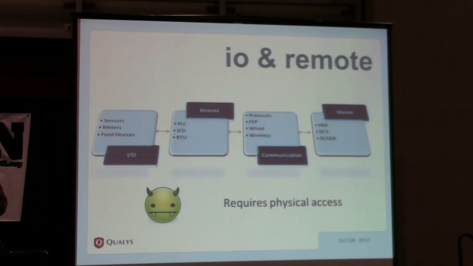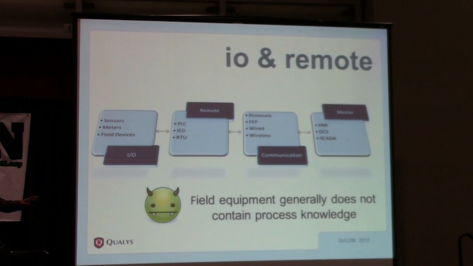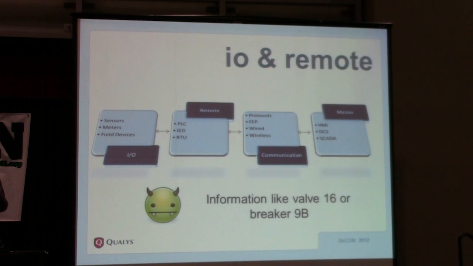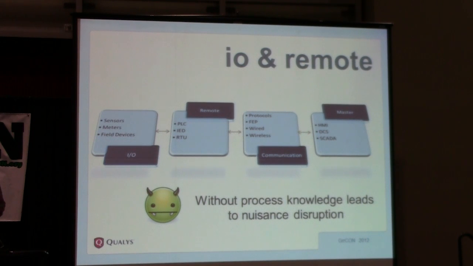So if an attacker has to attack that component, usually it requires physical access, and field equipment generally does not contain process knowledge. It contains information like, say, valve 16 or breaker 10B or whatever. But generally, without process knowledge, it leads to nuisance disruption.